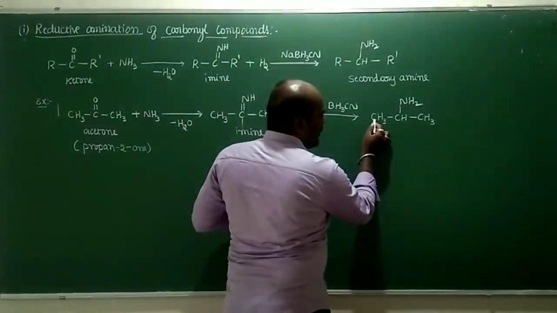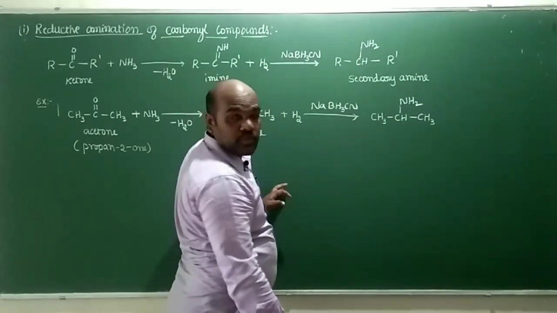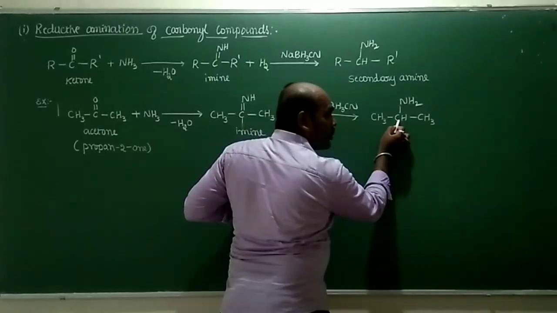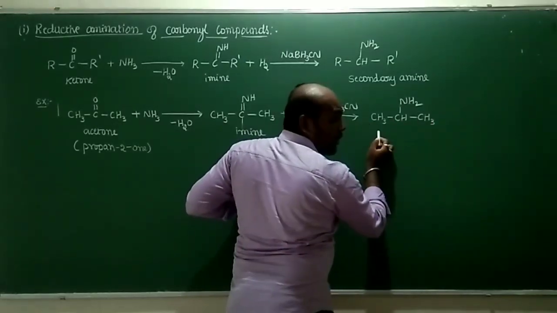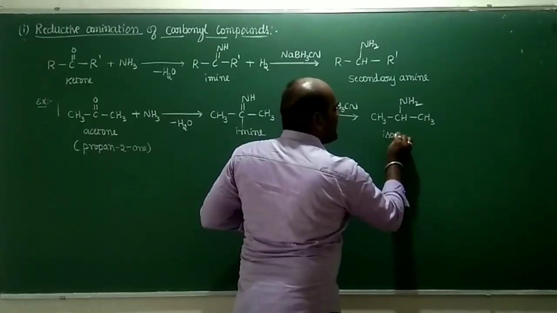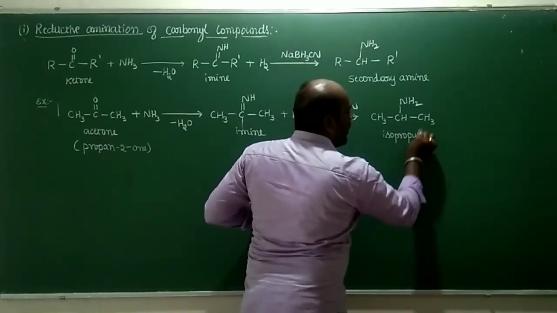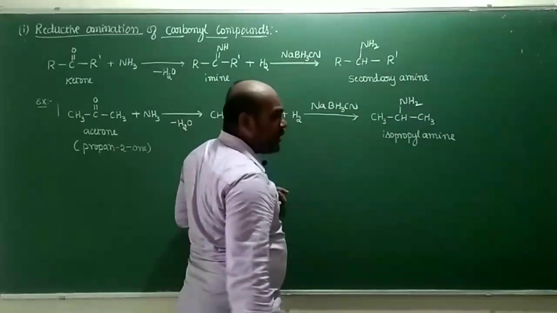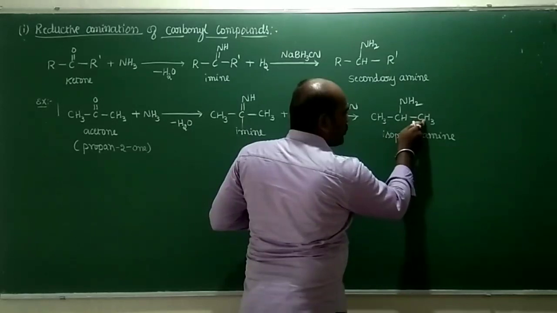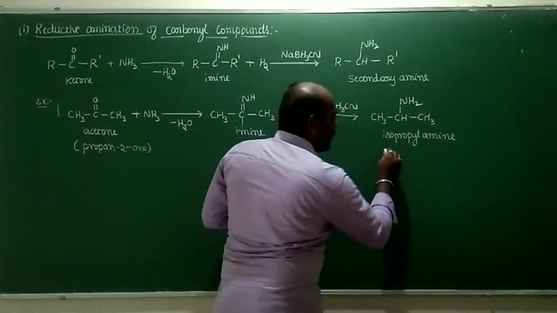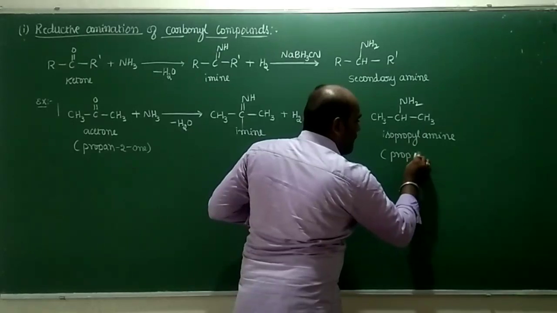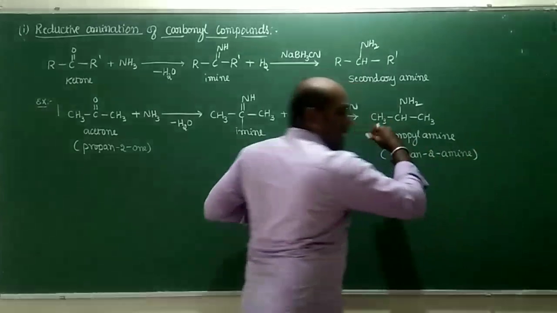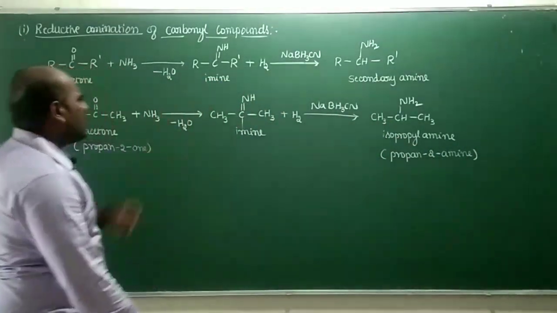You can notice here, totally we have 3 carbon atoms, and the position of the NH2 group is at 2. That means this is the isopropyl group, so we can call this isopropylamine in the common system. But if you go with the IUPAC system, 1, 2, 3, the second position is carrying the amine group, so it will be propan-2-amine as the IUPAC name of the material. So we can go with one more example.